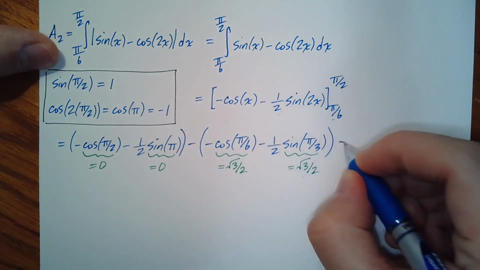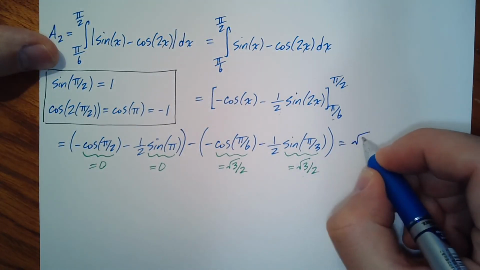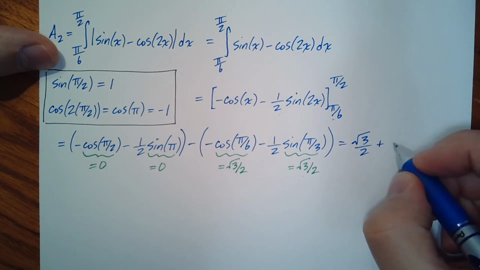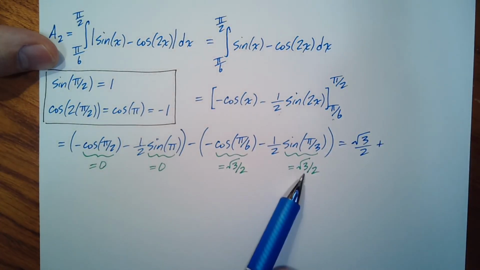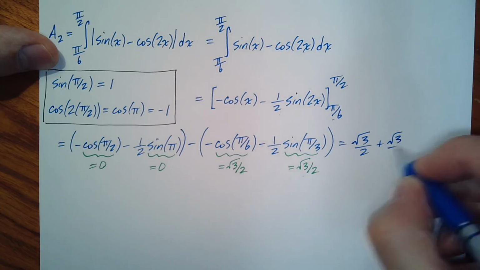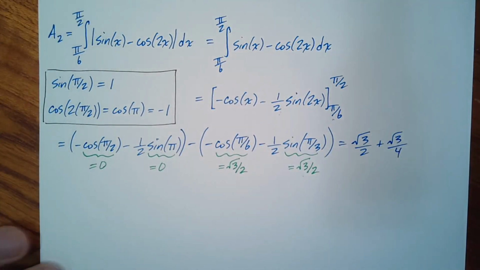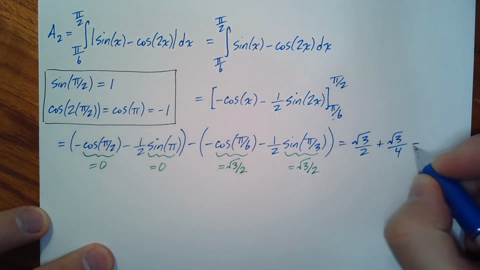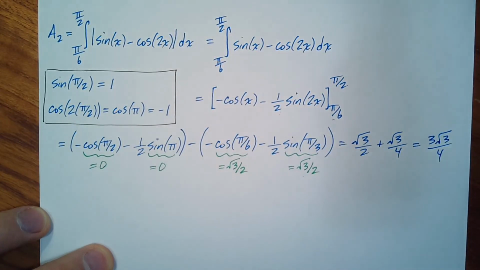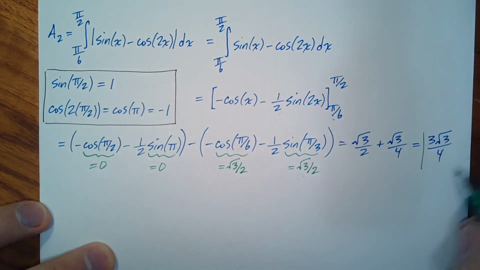So we'll have root 3 over 2 plus 1/2 root 3 over 2. 1/2 times root 3 over 2 is just going to turn into root 3 over 4. So plus root 3 over 4. And then if you get a common denominator and combine those into a single fraction, you'll get 3 root 3 over 4. And that is what we get for A2.